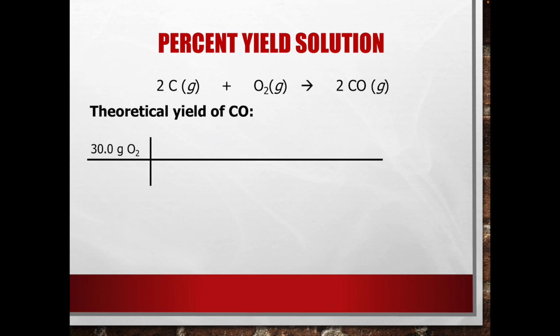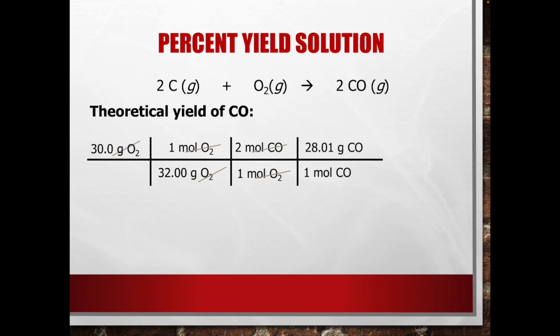So we're very familiar with this calculation by now. We're going to use the molar mass of oxygen to turn grams into moles, just like we've done before. And then we'll use our mole ratio to turn moles of oxygen into moles of carbon monoxide. In our balanced chemical equation, we see that there's only 1 mole of oxygen for 2 moles of carbon monoxide. So we have that there. And then we can use the molar mass of carbon monoxide to turn moles into grams.